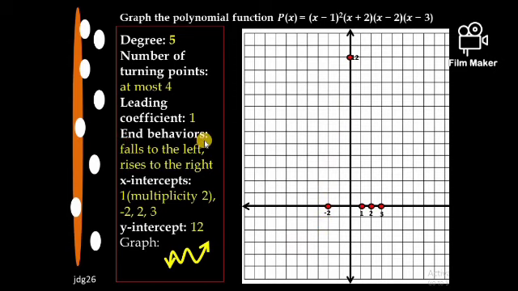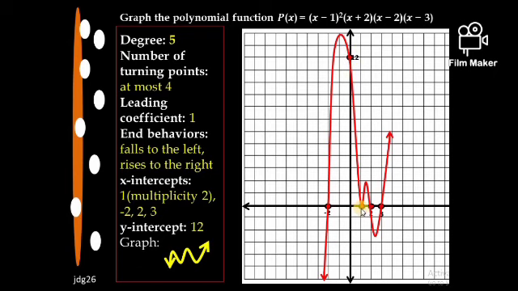So, since meron tayong end behaviors na falls to the left and rises to the right, mag-i-start tayo sa baba kasi falls to the left and rises to the right. Okay, so this is now the graph of the given function. So, let us analyze. It falls to the left. So, mula dito, dumaan siya ng negative 2. And then, akyat tayo. Nag-cross siya sa y-axis at point 0, 12. So, ito yung point na yon.